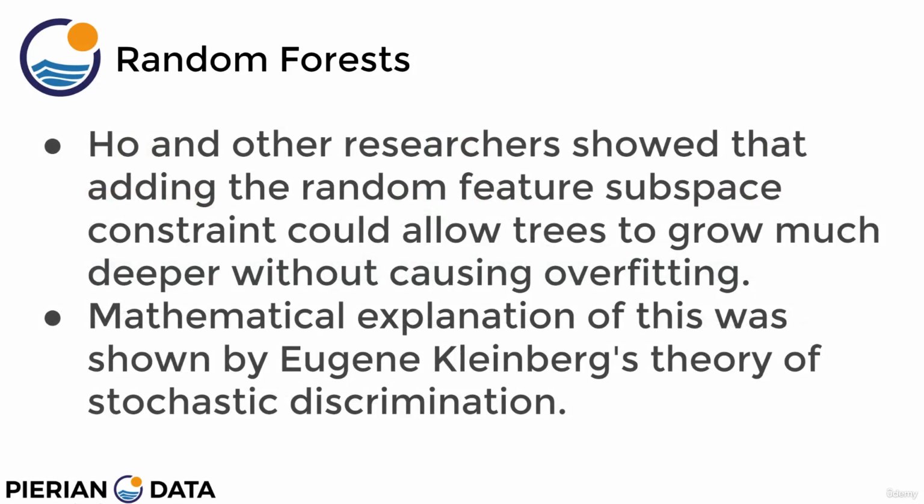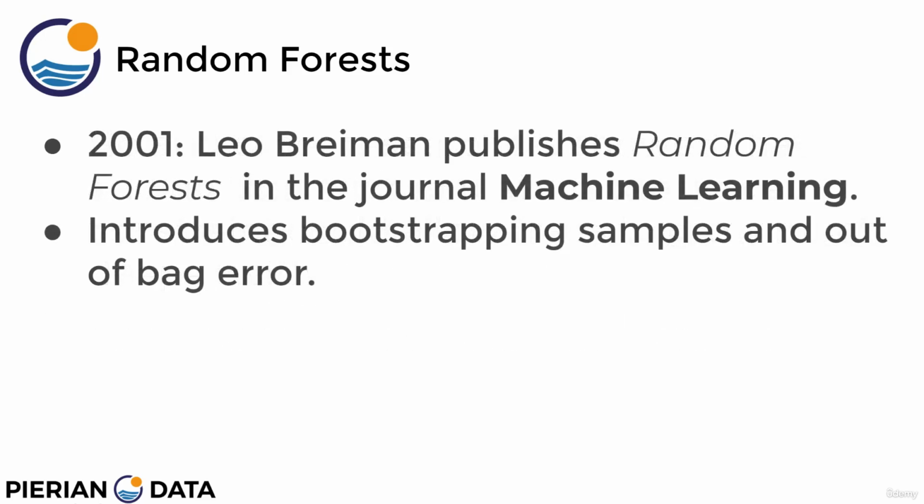Ho and other researchers showed that adding the random feature subspace constraint could allow trees to grow much deeper without causing overfitting. And a more rigorous mathematical explanation of this was shown by Eugene Kleinberg's theory of stochastic discrimination. Then in 2001, Leo Breiman publishes the article Random Forests in the journal Machine Learning, which introduces a lot of the concepts we know and practice in the modern version of the random forest model, including things like bootstrapping samples and out-of-bag error, which we'll discuss in more detail in future lectures.